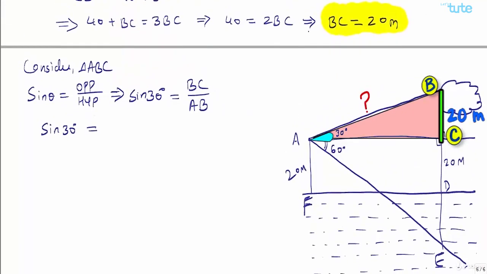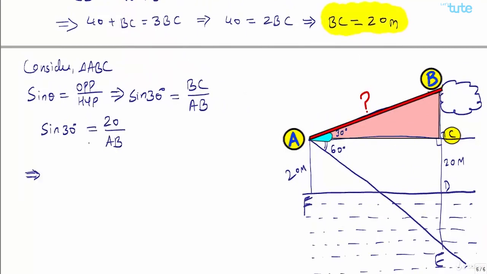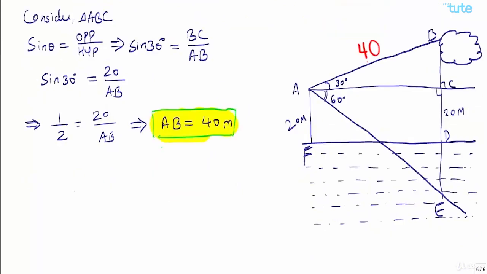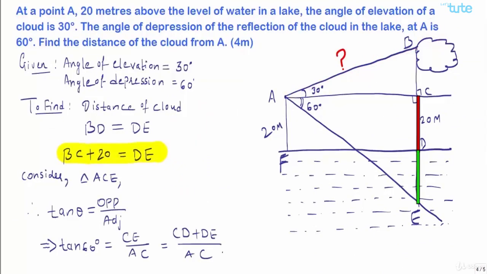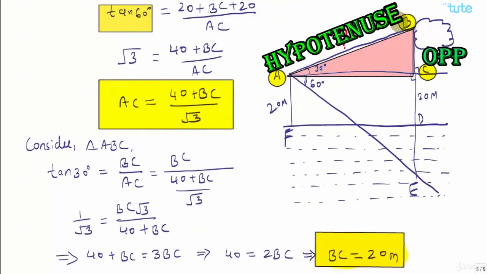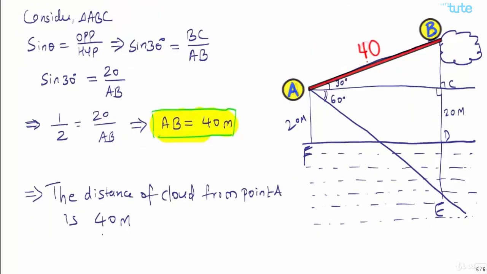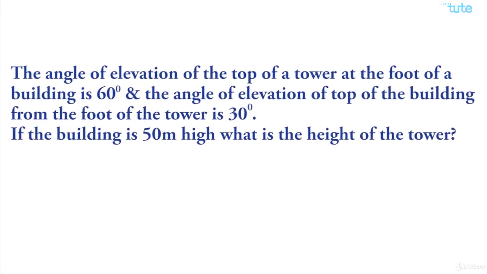We know BC is 20 meters, so this will be equal to 20 upon AB. We know the value of sine 30 degrees is 1 upon 2, which is equal to 20 upon AB, and this implies that distance AB is 40 meters. So we have got AB as 40 meters. This means that the distance of the cloud from point A is 40 meters. I hope you understood all these steps, and next time when you see such a type of question, you'll be able to solve it correctly. Try this question.